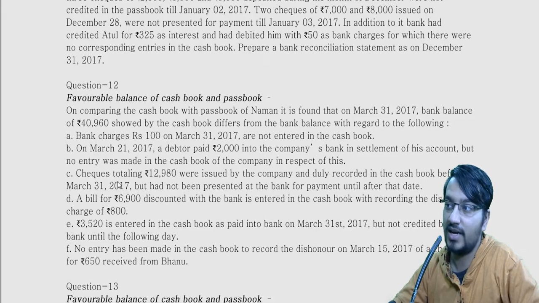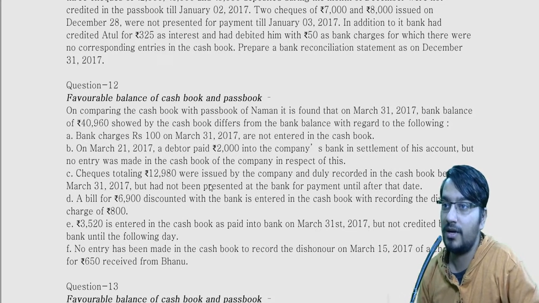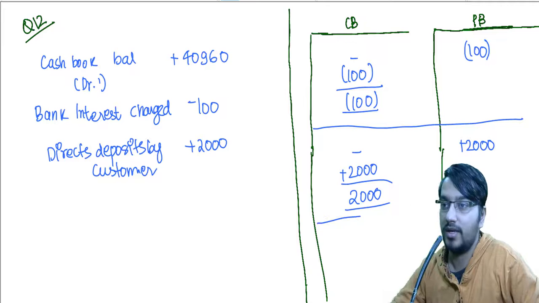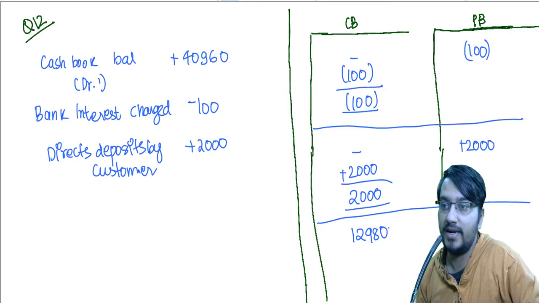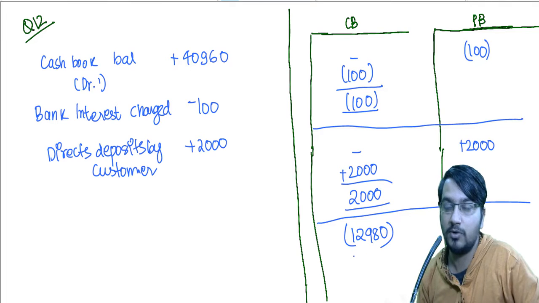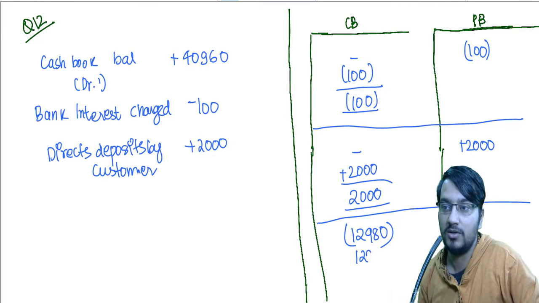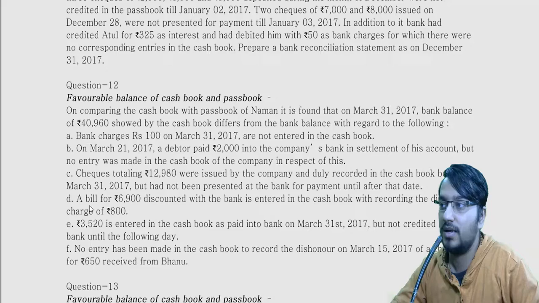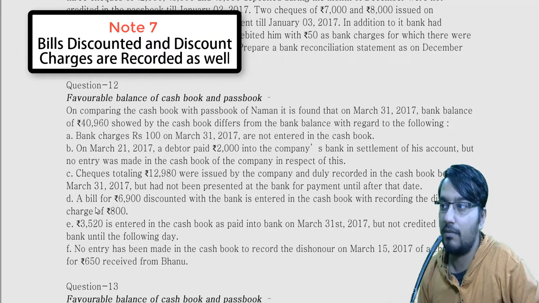The next point is that checks totaling 12980 were issued, but they were still not presented. So in the next adjustment, we were expecting 12980 as the deduction in our cash book, but nothing was entered in the passbook because they were still not presented. So the adjustment will be this. The next adjustment they have given is a bill for 6900 discounted with the bank, entered in the cash book with recording the discount charge as 800.